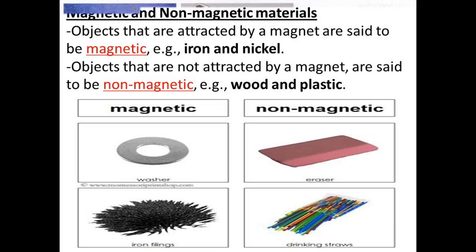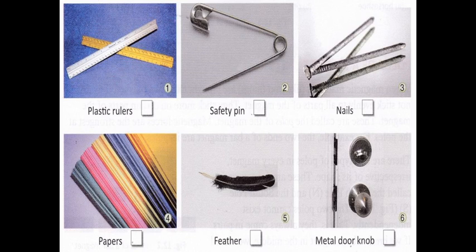See, I have given some pictures. Find out which one is a magnetic material and which one is a non-magnetic material. So tell me, plastic ruler. Can a plastic ruler be attracted by the magnet? No. So a plastic ruler is a non-magnetic material. What about a safety pin? Yes, a magnet will attract the safety pin, so that is a magnetic material.